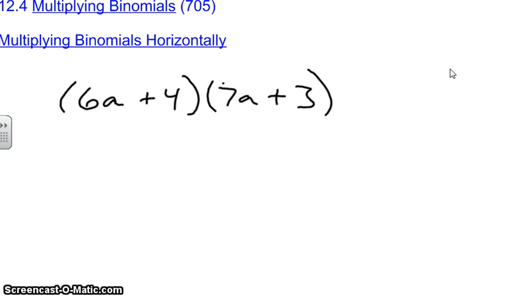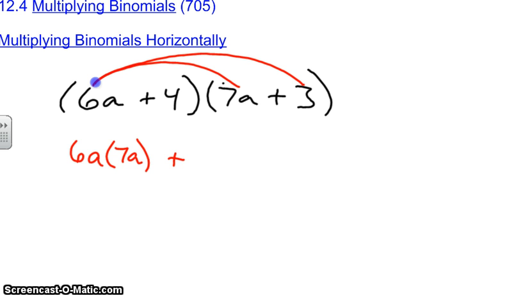But in order to see the distributive property, we'll take the first term 6a and we'll multiply it to the first term in the second expression. So we end up with 6a times 7a, right? Plus, we'll take the first term and distribute it to the second term of the second expression. So we have 6a times 3. So we have distributed 6a to both terms in the second binomial. Everybody happy so far? Right? Got it? Okay. So now what do you think we're going to have to do now?